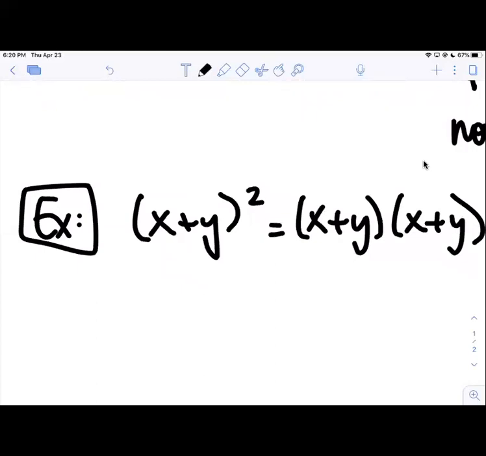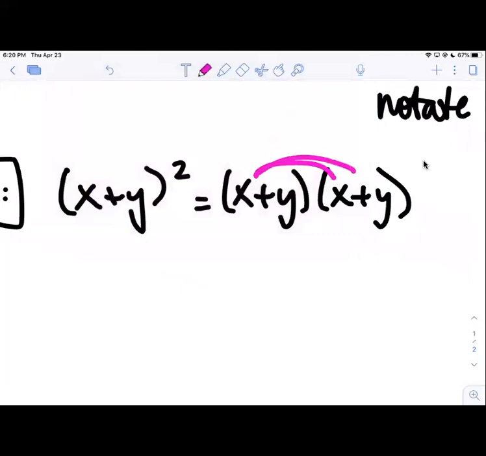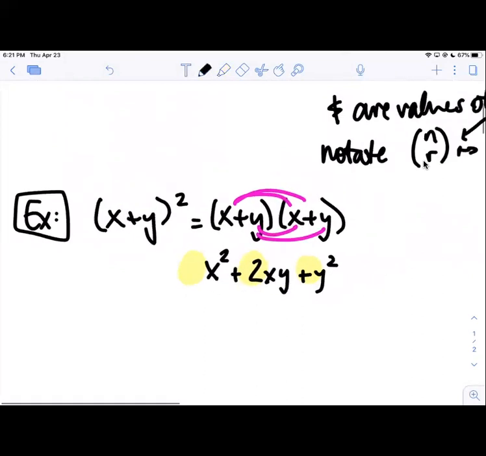If I have (x plus y) squared, it's the same thing as (x plus y) times (x plus y). Once I get there, I'm allowed to what we call FOIL: first, outside, inside, last. And when I multiply those together, I get x squared plus xy plus xy, which will be 2xy, plus y squared. When I'm talking about binomial coefficients, it's like these numbers that are in front of all of those terms.